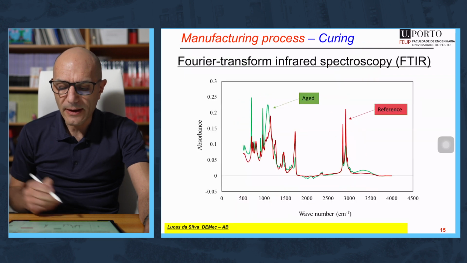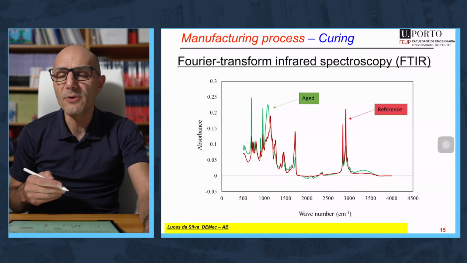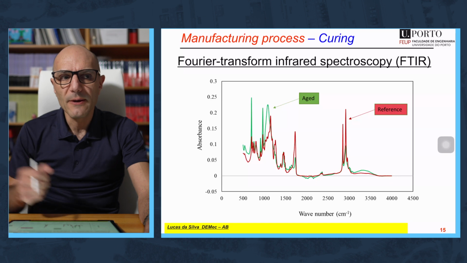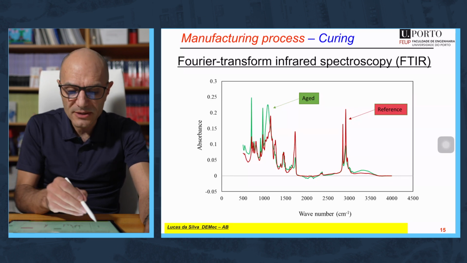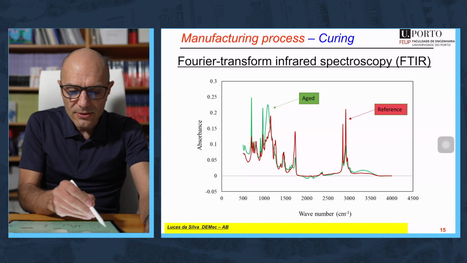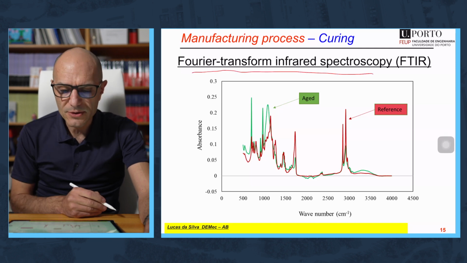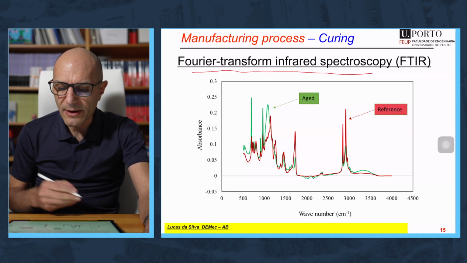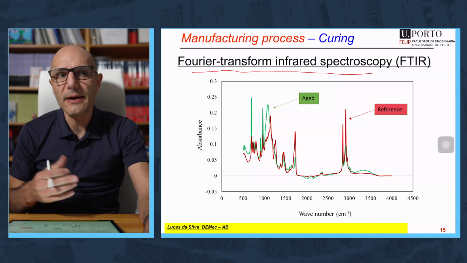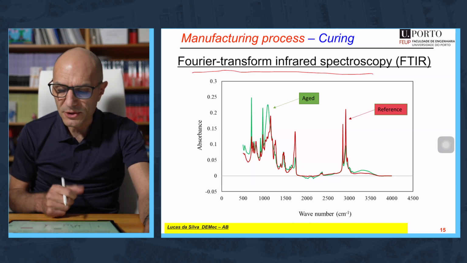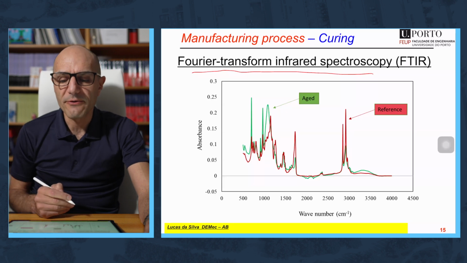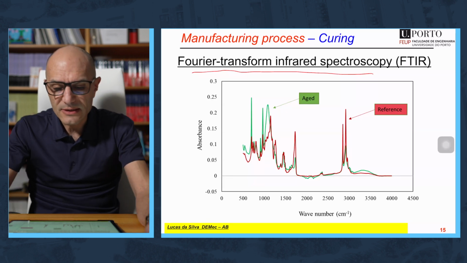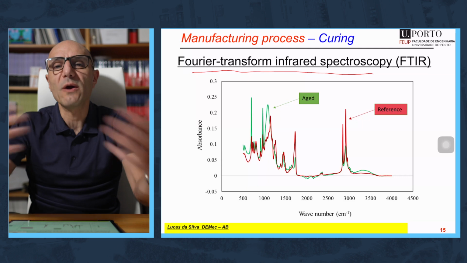And finally, another test that is very commonly used to measure the degree of cure, and not only that, the chemical composition in general of the adhesive, is FTIR, the Fourier transform infrared spectroscopy. So you use infrared light to scan the sample and measure the chemical composition. And this, of course, will change with the degree of cure or with the aging of the adhesive. So that's for the first part of the quality control.